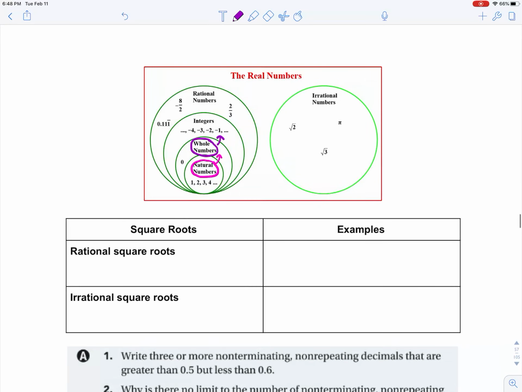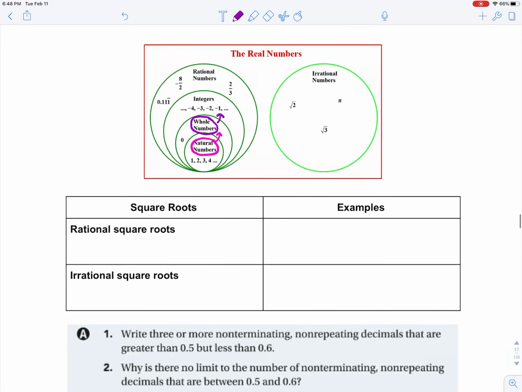Okay, so we have different types of square roots. We've been working with square roots for a little while now. We have rational square roots. We have irrational square roots. Some rational square root examples I can think of: the square root of 64 gives me 8. Is 8 a rational number? Yes, it is.